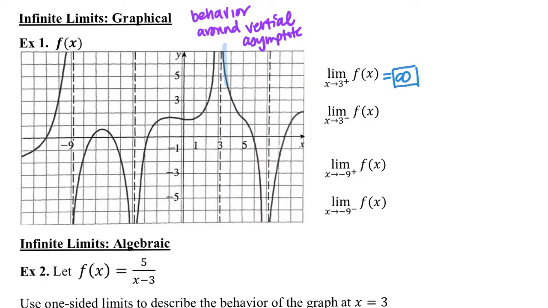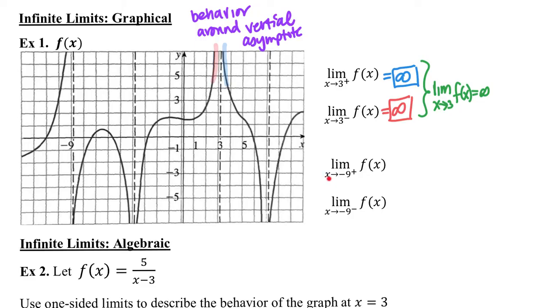Okay, now the limit as x approaches 3 from the negative side. The negative side of x equals 3 is the left side. So if I follow the graph on the left side of the asymptote, it's also going up forever. Okay, because it's going up forever, the limit as x approaches 3 from the negative side is also infinity. Because the left and right side limits are the same, it is also possible for me to say the limit as x approaches 3 of f of x is equal to infinity. And if you look at the graph, that makes sense because x approaches 3 from either side, the graph is going to go up.